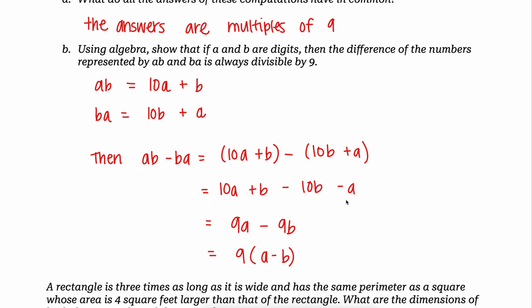Since the answer is always going to be 9 times the difference between A and B, it is always going to be divisible by 9. And there is a proof right there. You've just done a proof. You've shown that this is always going to be true.